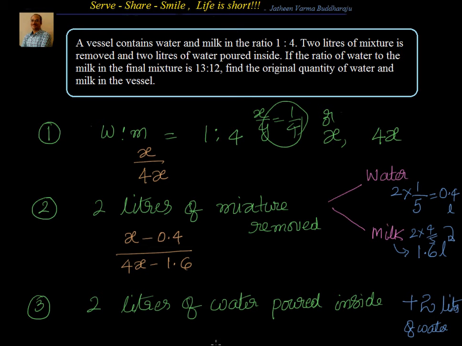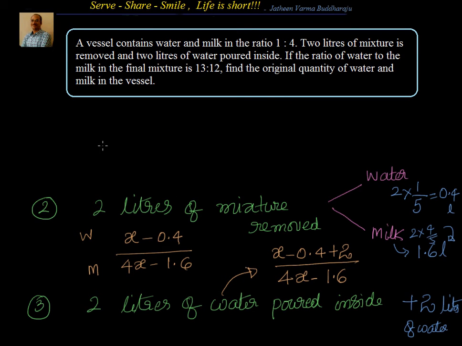Okay. Now after that, the next thing is 2 liters of water poured inside. Water is in the numerator, denominator is milk. Now what happens? x minus 0.4, then 2 liters of water is added, only water. So we'll just keep it as plus 2 here, and in the denominator no change because we are not touching milk. So it will be only 4x minus 1.6. Now this is nothing but equal to, let's go to the next step.